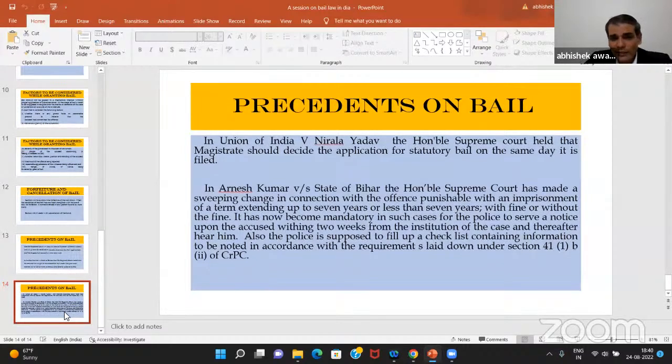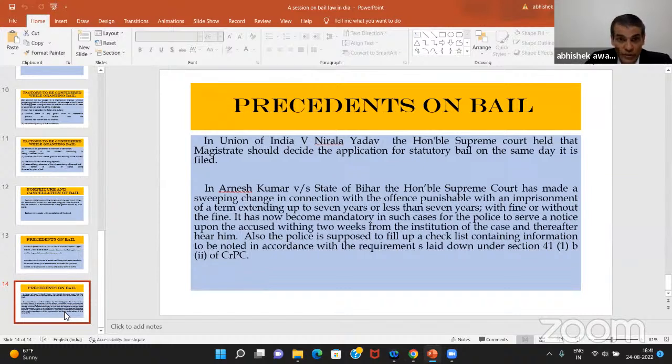In Arnesh Kumar versus State of Bihar, a very important case of 2014, everybody should know that the Honorable Supreme Court has made a sweeping change in connection with offences punishable with imprisonment for a term extending up to 7 years or less, with or without fine. It has now become mandatory in such cases for the police to serve a notice upon the accused. This is what is happening in Delhi. The police cannot straight away arrest him in these kinds of offences up to 7 years.